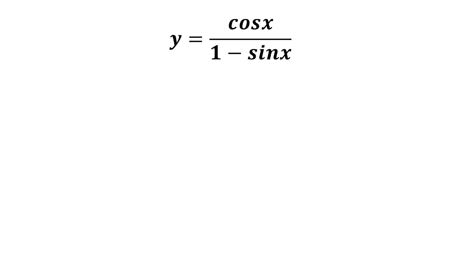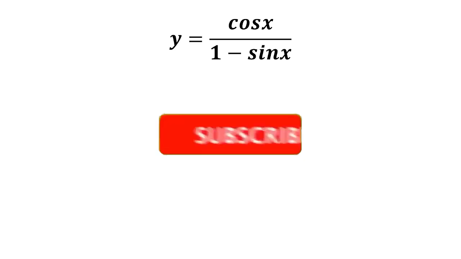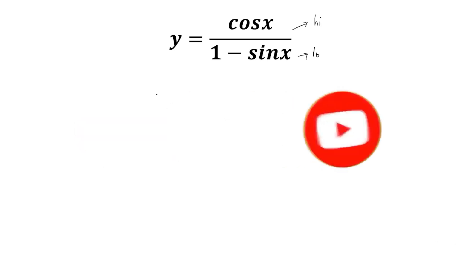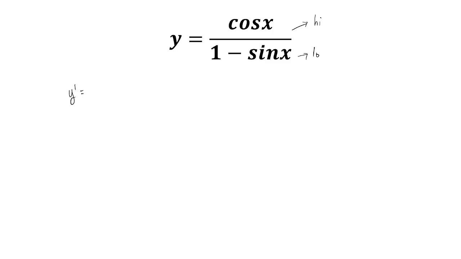Next problem. Y equals cosine x over 1 minus sine x. Again, this is our low and that's our high. Low, 1 minus sine x, and then the derivative of high, negative sine x minus high, then the derivative of low, 0 minus cosine x all over our low squared.